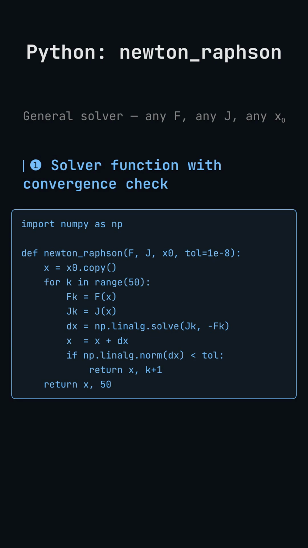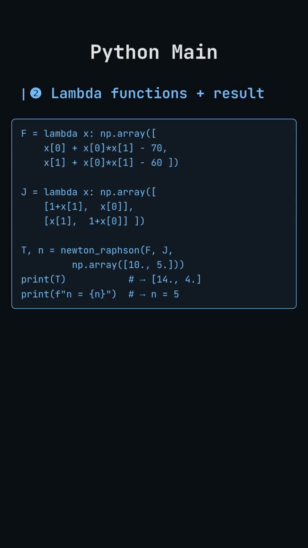The Python function takes f, j, and an initial guess x0 as arguments. It loops up to 50 times, calling NumPy linear algebra solve to compute delta x each iteration. As soon as the step norm drops below tolerance, it returns the solution and the iteration count. Define f and j as lambda functions using NumPy arrays. Pass both to Newton_Raphson along with the initial guess as a NumPy array. The function returns the solution vector and the number of iterations, here 5.